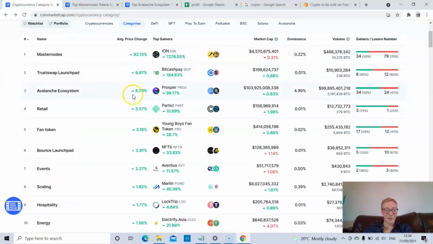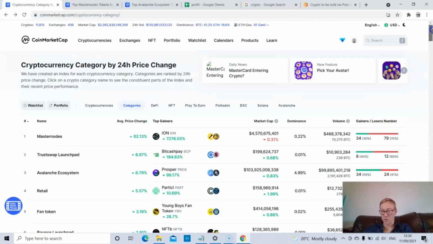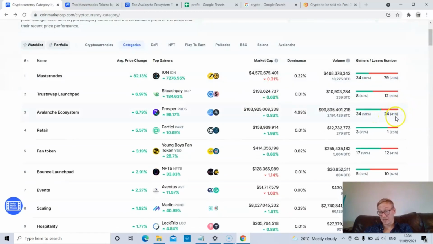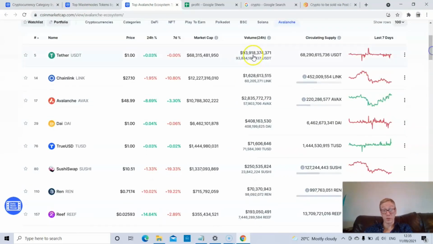But actually, what I wanted to talk about was Avalanche. So Avalanche is up 6.79%, but of all the categories, it's probably doing the best across the board. 34 winners compared to 24 losers. So far bigger field than retail here. And Avalanche's ecosystem, along with Avalanche, continue to run very well.